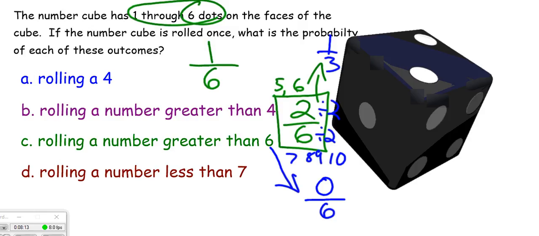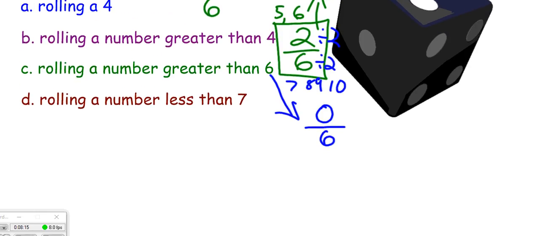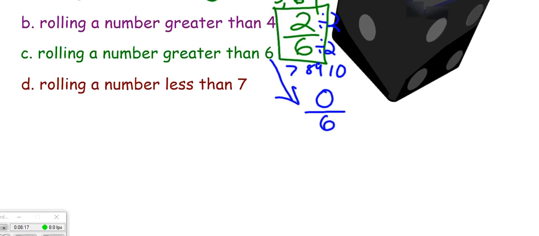And then finally we have our last concept, rolling a number less than 7. Right, less than 7. So numbers less than 7 would be 1 through 6. So that would be a total of 6 favorable outcomes out of the 6 possible outcomes. And so in the end, we get these probabilities.